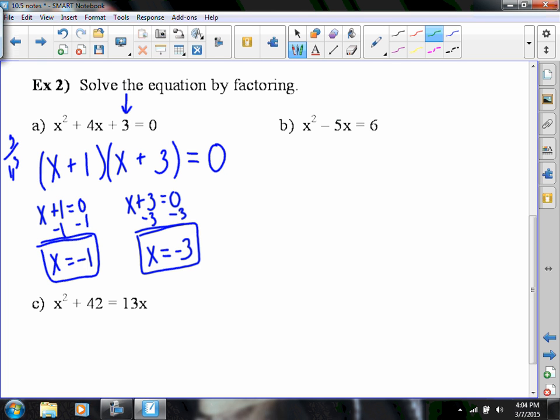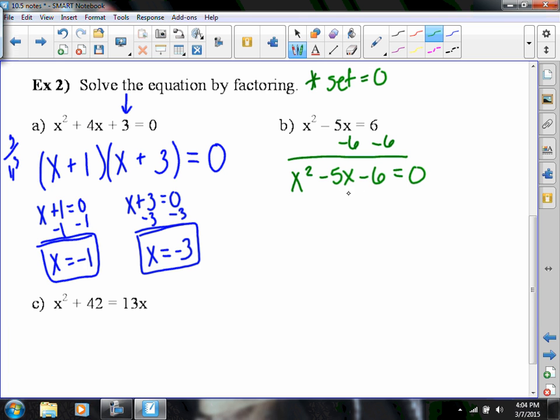Now part B is a little bit different because it's not set equal to 0 first. So we have to make sure that we do that. We have to make sure that we're setting our equation equal to 0 before we factor. So I have my x squared and my minus 5x, but I need this 6 to be on the other side as well. So I'm going to subtract him over. So now I'll have x squared minus 5x minus 6 equals 0.